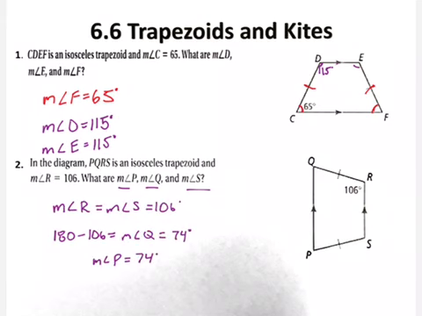So in this case, we know that the measure of angle R and S should be the same because they're base angles. So that means angle S is 106. We also know that angle Q and R should be supplementary because they're same side. So we take 180 minus 106, we get angle Q to be 74. Angle P and Q are congruent, so that means angle P is also 74.